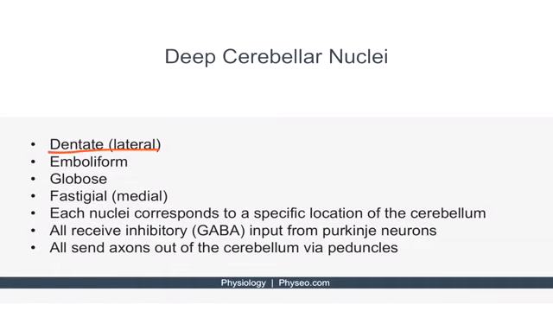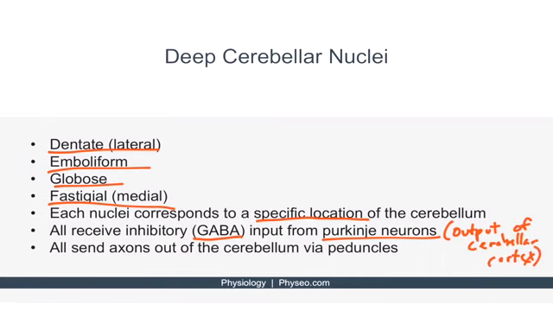There's the dentate nucleus, which is the most lateral one, and there's the emboliform, globose, and the fastigial. Now each nucleus corresponds to a specific location of the cerebellum, and all receive an inhibitory input from the Purkinje neurons, which, as we recall, is the output of the cerebellar cortex. It's best to imagine that, by default, these deep nuclei are sending off signals. When the Purkinje neurons release GABA, the deep nuclei will be inhibited. This allows the cerebellum to modulate movement as necessary.